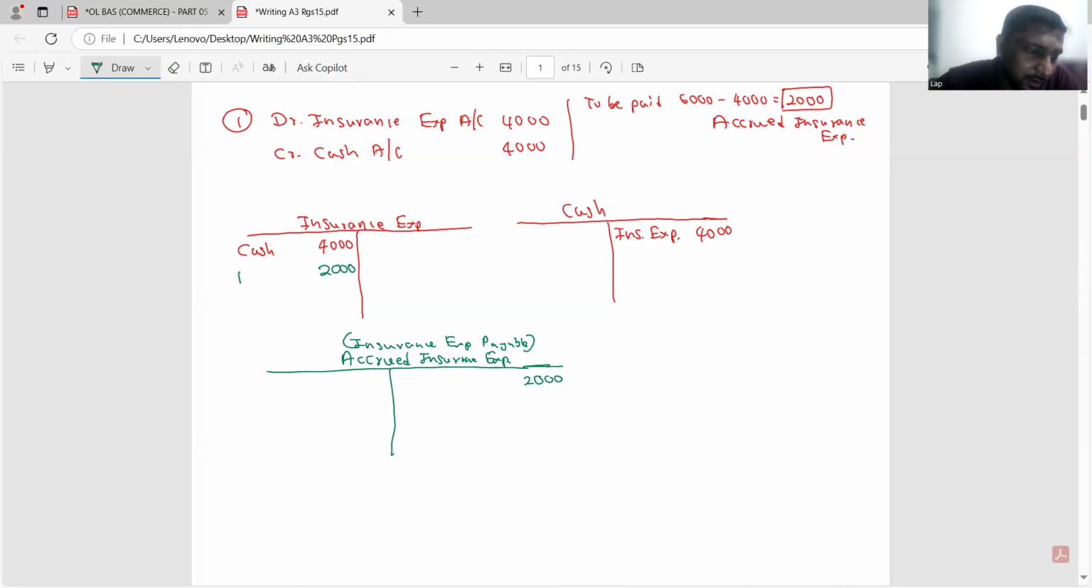So here you can write accrued insurance. Here you can write insurance expense. So what's the double entry that I used to record the accrued insurance? Debited the insurance expense account 2,000. Credited the accrued insurance account 2,000.